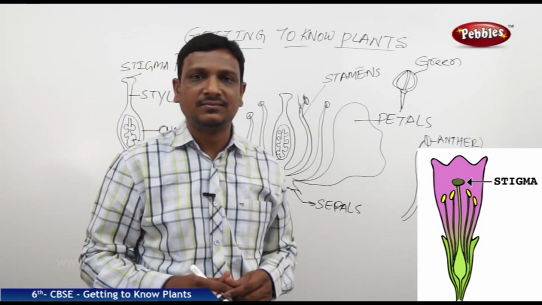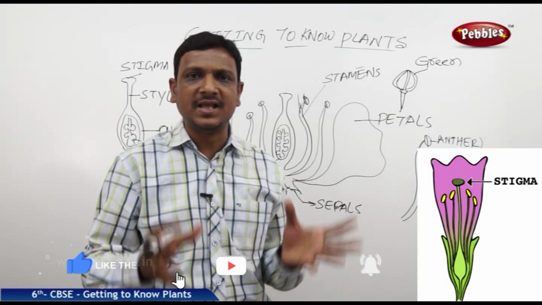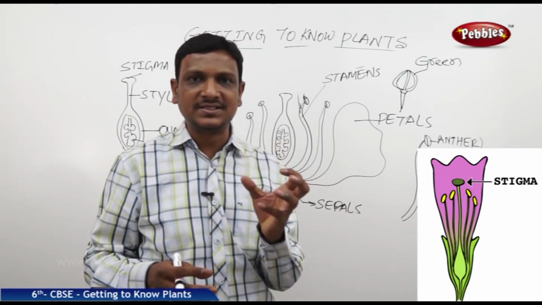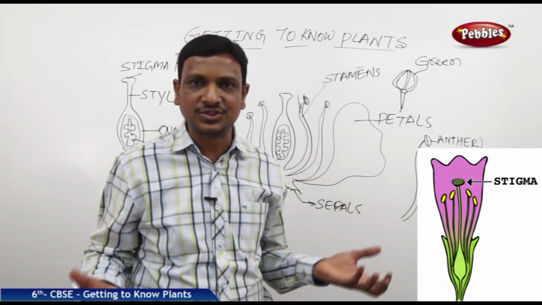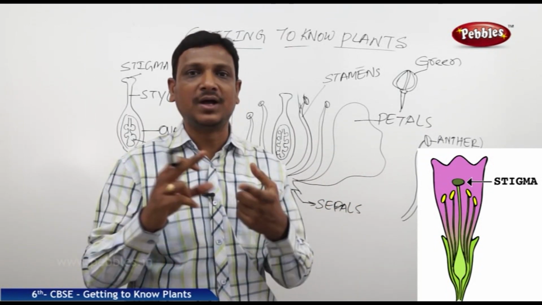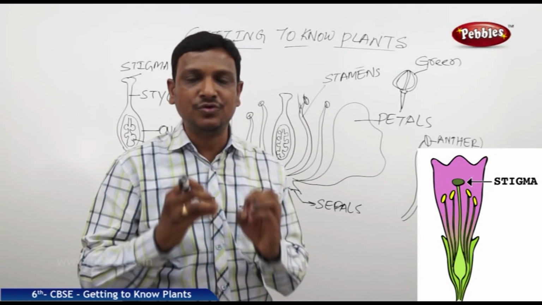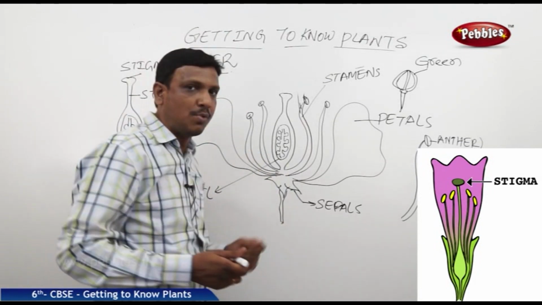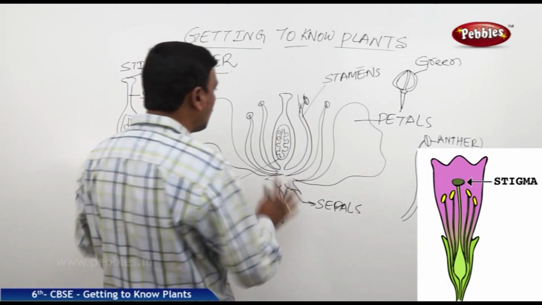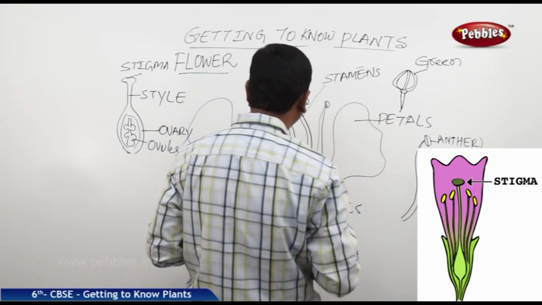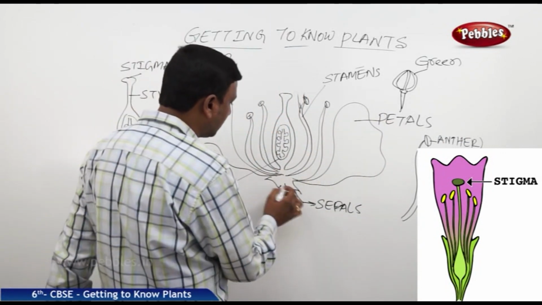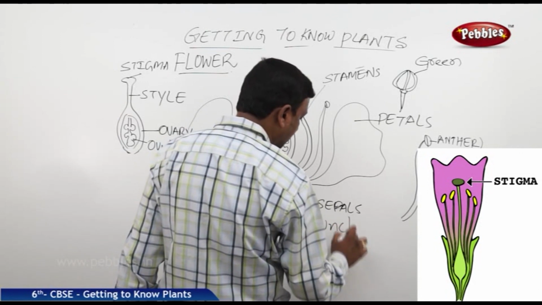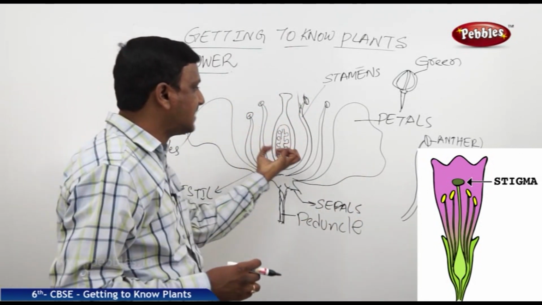I told you that I'll give answers to the questions why flowers have colorful petals and why they have a sweet fragrance. You know that flowers need the help of insects to turn into fruits. So flowers, to attract the insects, have colorful petals and a nice sweet smell. Now we forgot to mention one important part. All the parts of the flower are arranged and connected, held by a stalk called the peduncle. This is the one on which all these parts are attached.